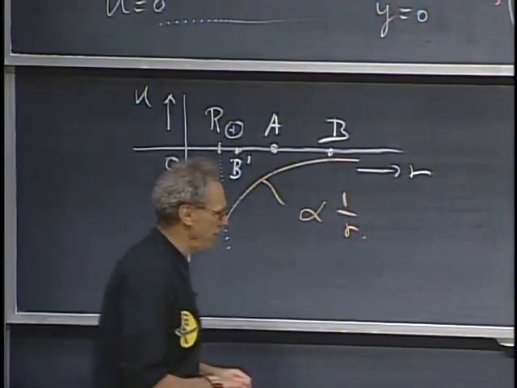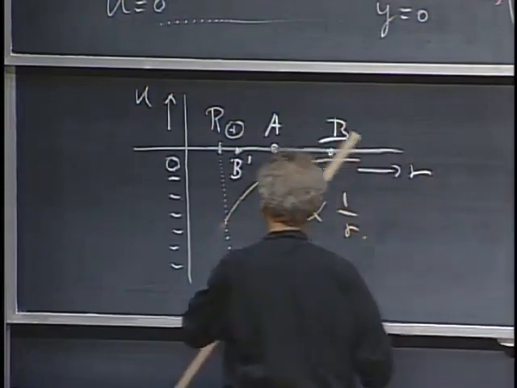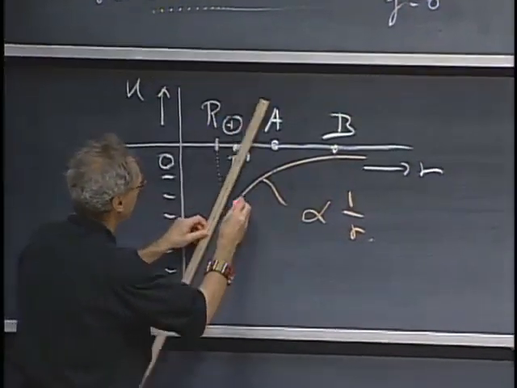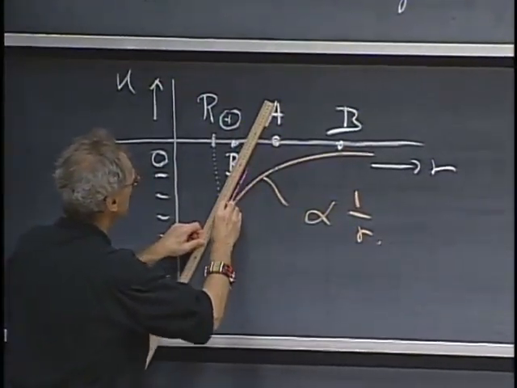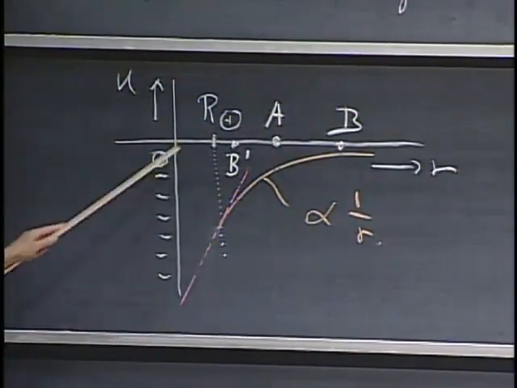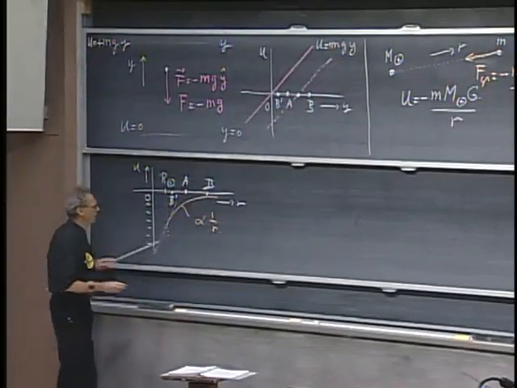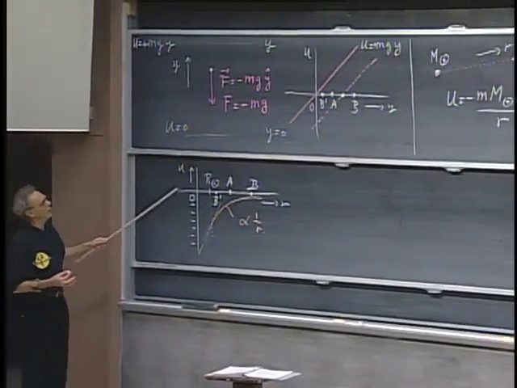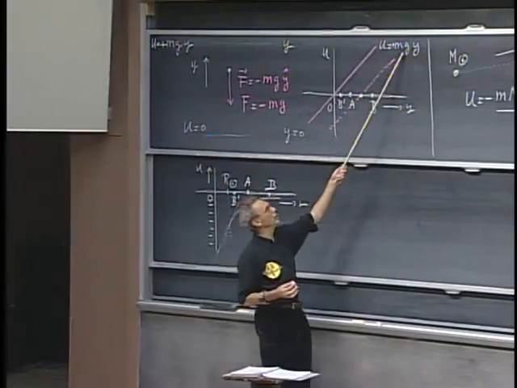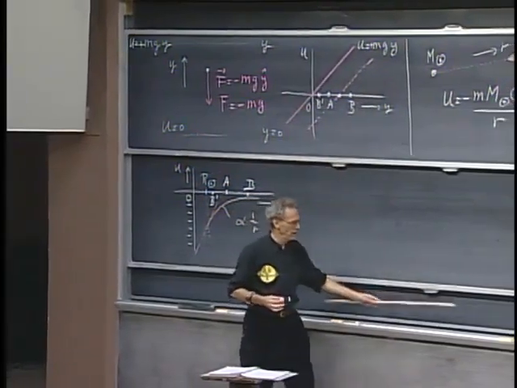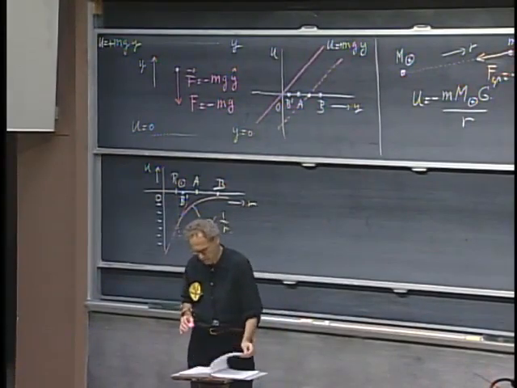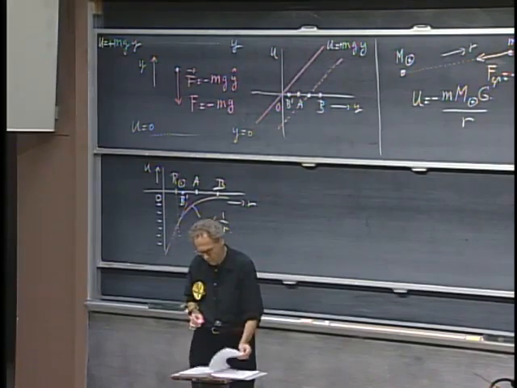Right here near Earth, where this 1 over r curve hits the Earth, that is, of course, exactly that line. That dependence on y is exactly the same as the dependence on r, and then you can simplify matters when you're near Earth, when the gravitational acceleration doesn't change, you get a linear relation. But that's only an exceptional case when you don't move very far.